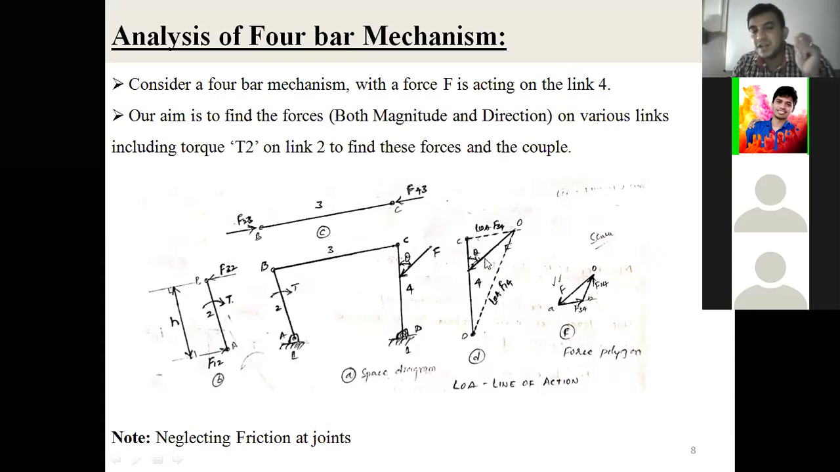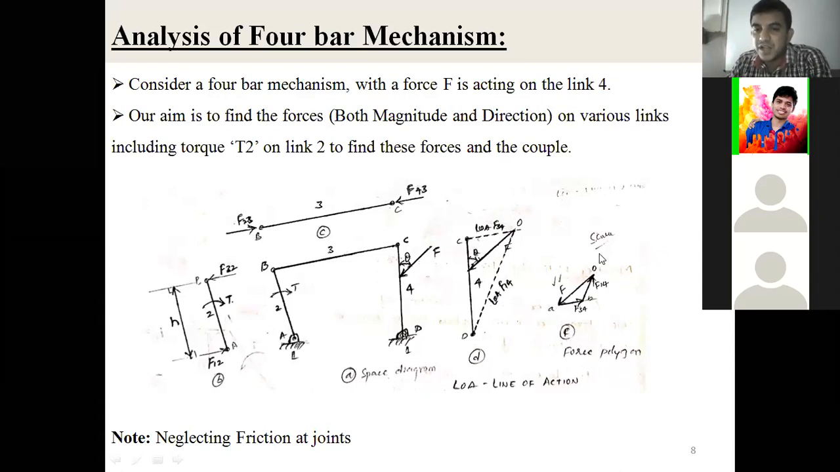Now remember that link 4 is subject to how many forces? 3 forces. If it is in equilibrium, all these 3 forces should meet at a point. That point is called the point of concurrency. Now we know only the lines of action of F34 and F14. The magnitudes and directions of F14 and F34 are unknown. Then how do you determine the magnitude and direction of those forces? By drawing a force polygon, which you can see in figure F.